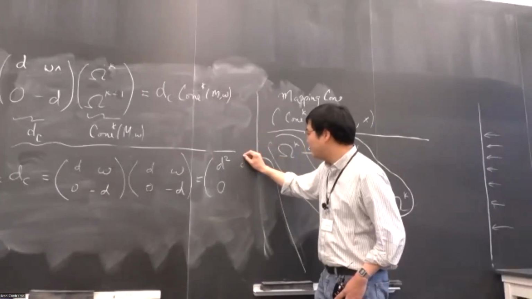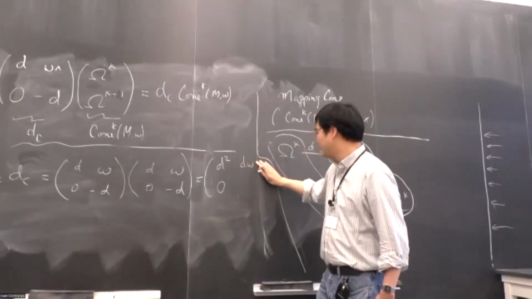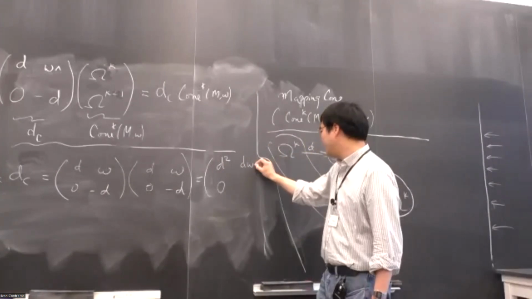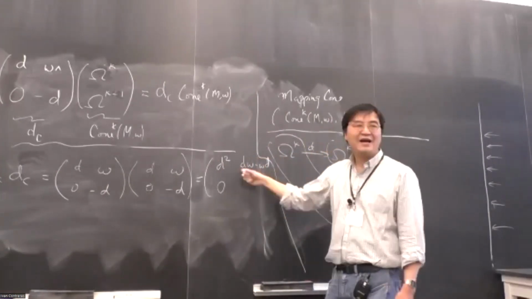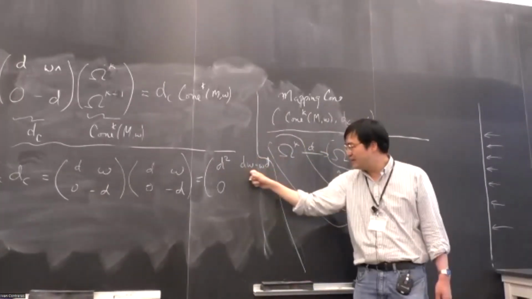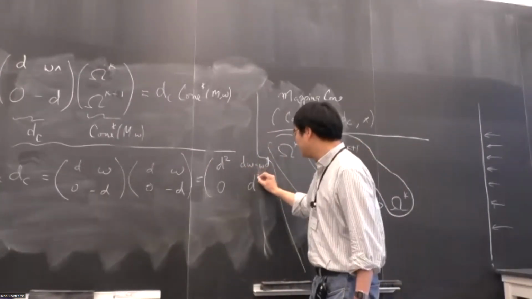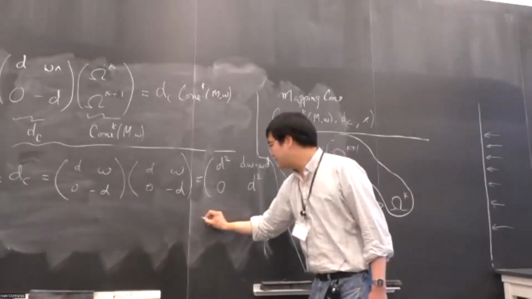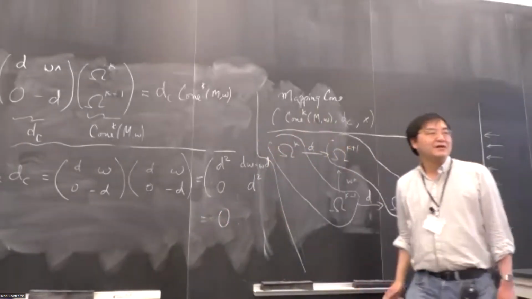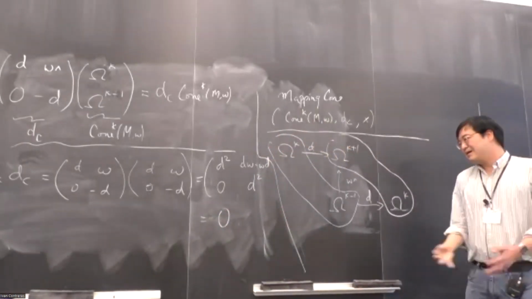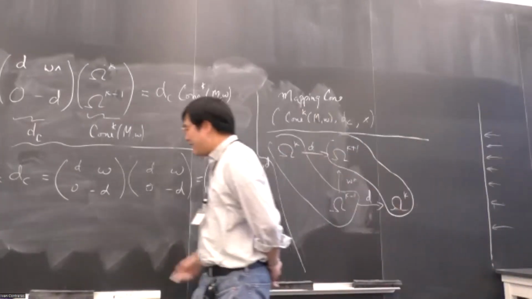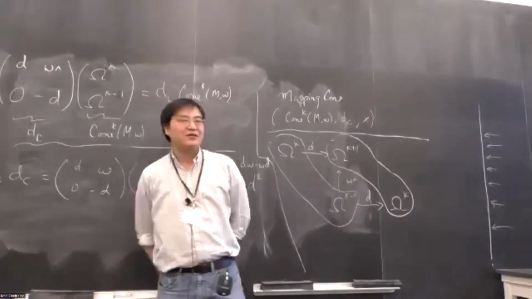In the off-diagonal one, you get d omega plus d omega minus omega d, which cancels by the Leibniz rule, right? Just move d across. Omega is a 1-form. So this cancels, and the bottom is also d squared. So this evidently gives you 0. And then you could ask the question, okay, we have the cone, we have a differential that squares to 0.